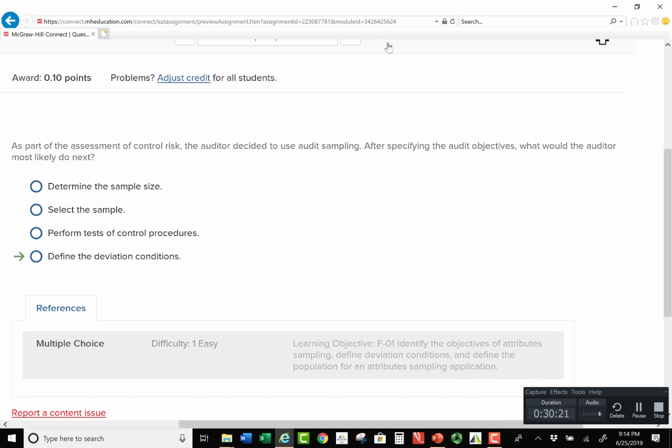As part of the assessment of control risk, the auditor decided to use audit sampling. After specifying the audit objective, what would the auditor most likely do next? Now, first off, what is the audit objective? Give an opinion on the financial statements. But when we're making an assessment of control risk, what is our objective? Was the control designed and implemented in a manner to prevent or detect a material misstatement in the assertion? So remember, guys, we select controls that go along with the assertion.